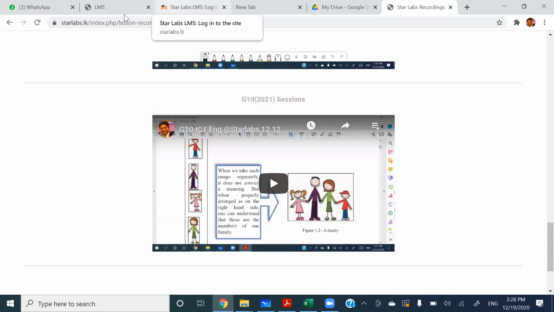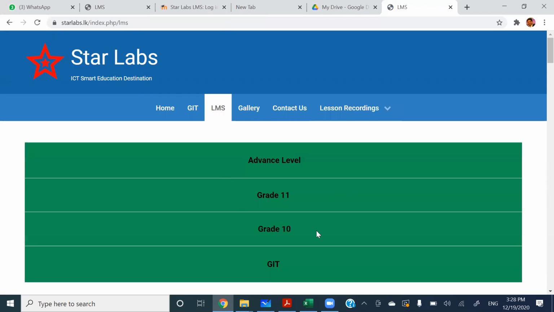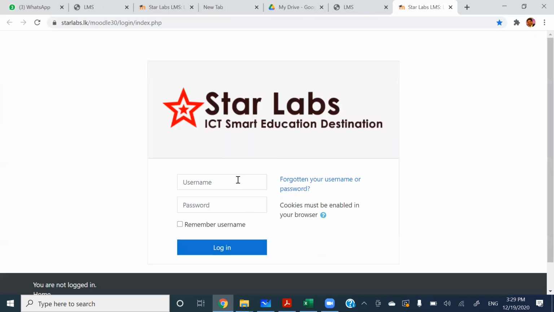And now when it comes to the LMS menu item, when you click on the LMS, there are 4 categories: advanced level, grade 11, 10, and GIT. So it's better you click on your category, which is grade 10, and you will be asked to have a username and a password, and you have to use yours. So for the moment, I'm going to use mine. I'm going to stop sharing for the moment because I have to type my password right over here. So wait until I'm typing my password.